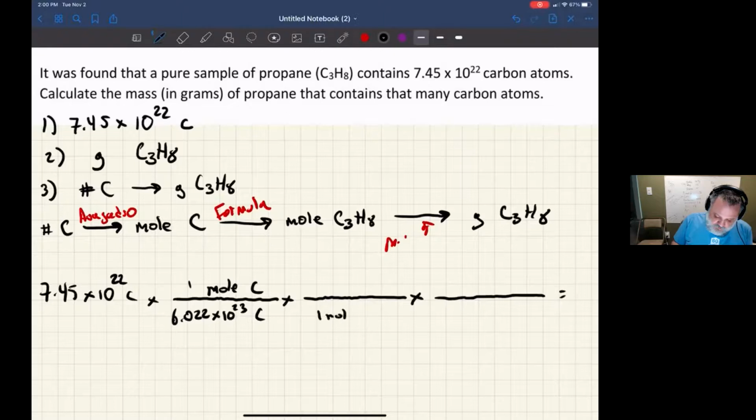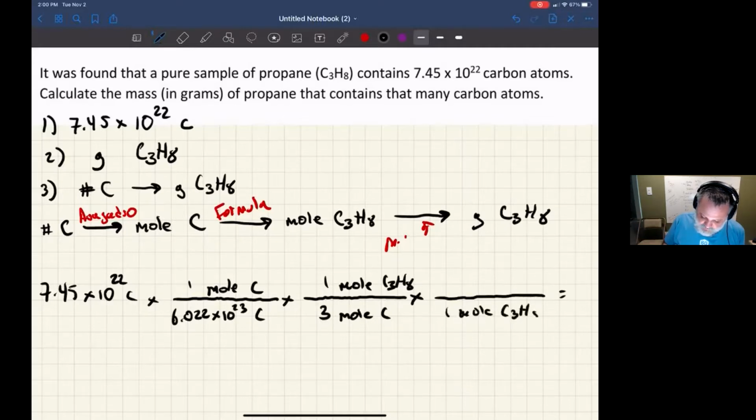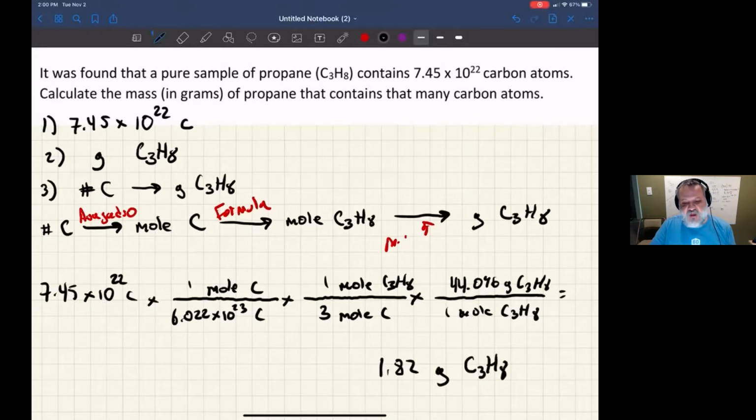1 mole of carbon atoms. The next one is the number of moles of carbon per mole of C3H8, and it's 1 mole of C3H8 is 1 mole of carbon. The last step is the molar mass. 1 mole of C3H8 is 44.096 grams of C3H8. And so when I run it through my calculator, I get 1.82 grams of C3H8, and that is the final answer.